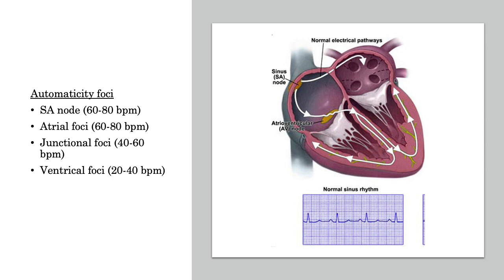Junctional foci will run about 40 to 60 beats per minute. The junction is another term for the area around the AV node, so it's often called the AV nodal junction or the AV junction. If you hear the term junction, that's what that means. And then ventricular foci will run about 20 to 40 beats per minute.